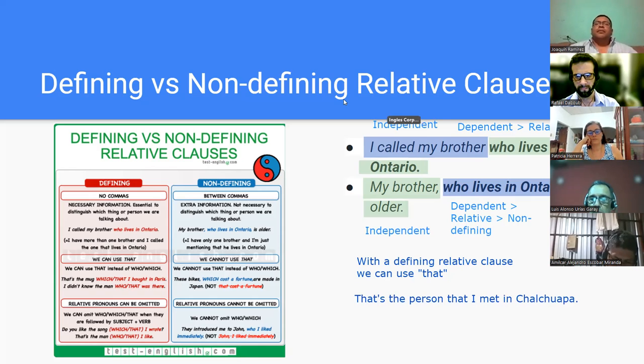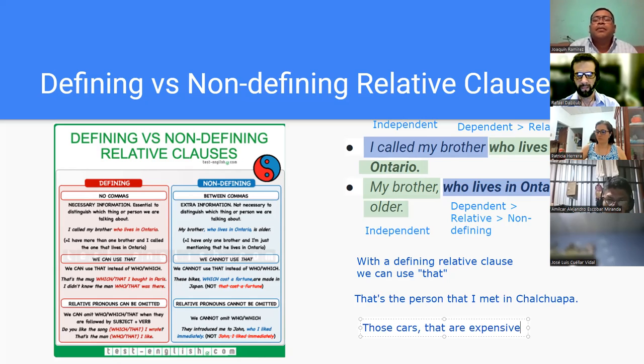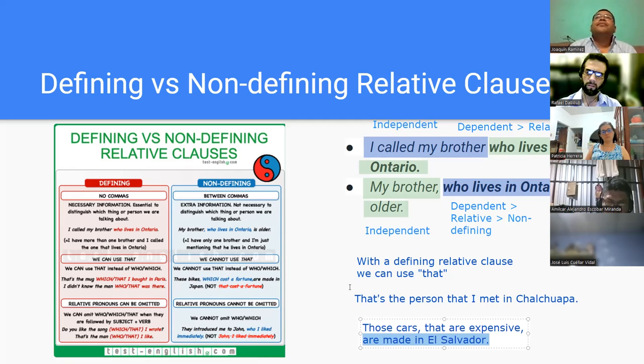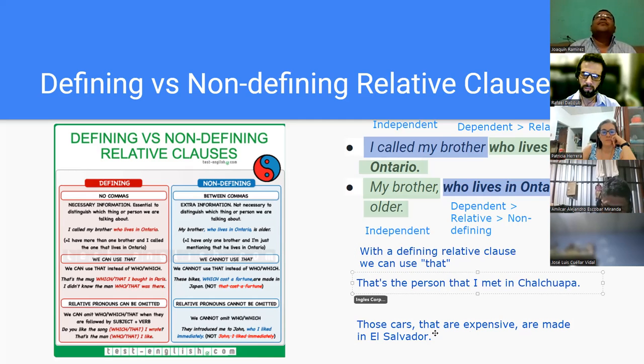Now, what about this right here? What if we said those cars, right, that are expensive are made in El Salvador, right? Let's pretend that we make cars. All right, very good. So let me ask you something. What is wrong here, guys? Is there anything wrong in this sentence? Those cars that are expensive are made in El Salvador. No commas.